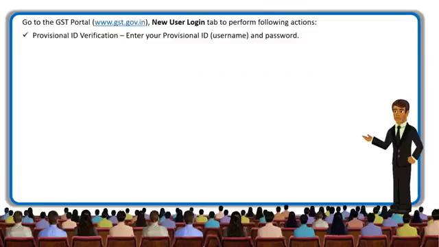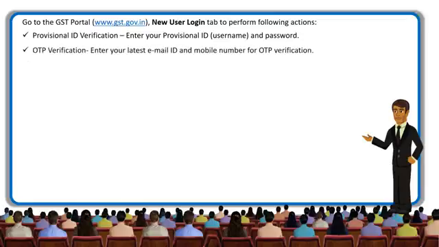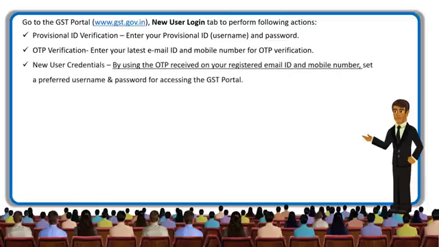Once you have your provisional ID, go to www.gst.gov.in and click the New User Login tab to perform the following actions. Provisional ID verification. Enter your provisional ID, username and password. OTP verification. Enter your latest email ID and mobile number for OTP verification. New user credentials. By using the OTP received on your registered email ID and mobile number, set a preferred username and password for accessing the GST portal.